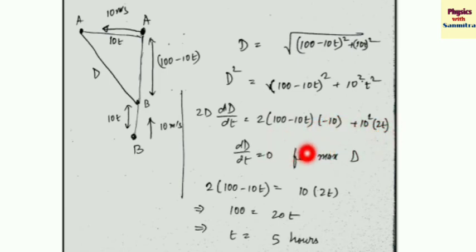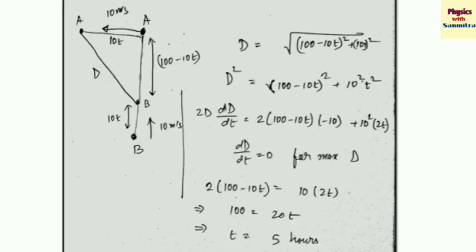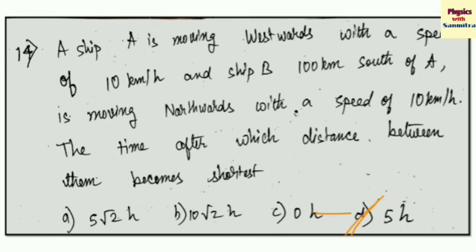d(d square) by dt is equal to 0 for the minimum value of d. So 2 into (100 minus 10t) is equal to 10 into t. t is equal to 5 hours. See, it is given in kilometer per hour, so I have to find the answer in hours. So our correct option is 5 hours.